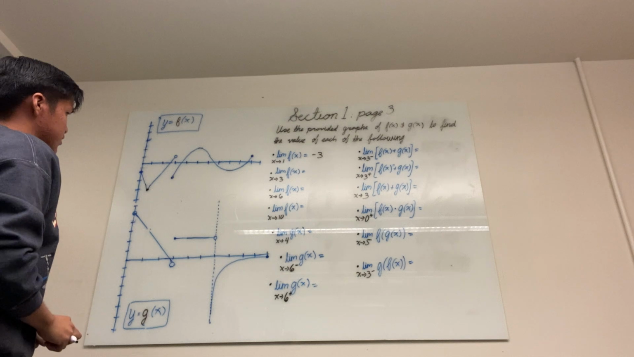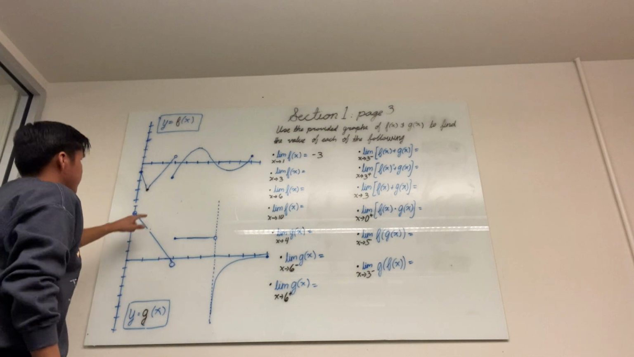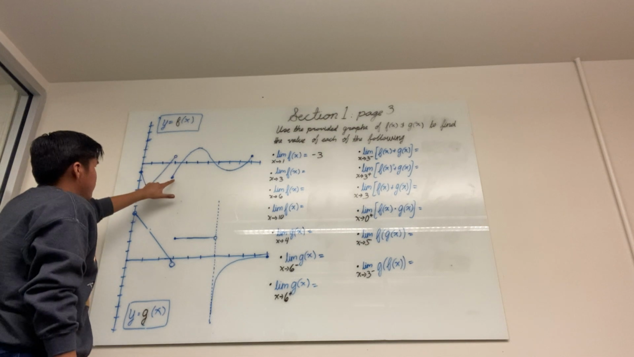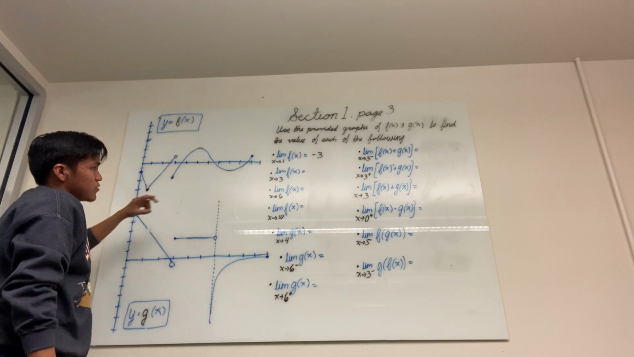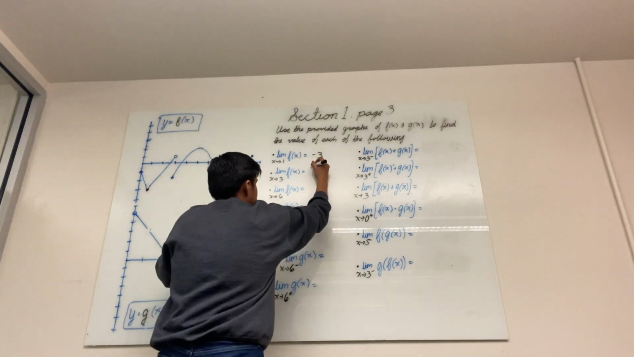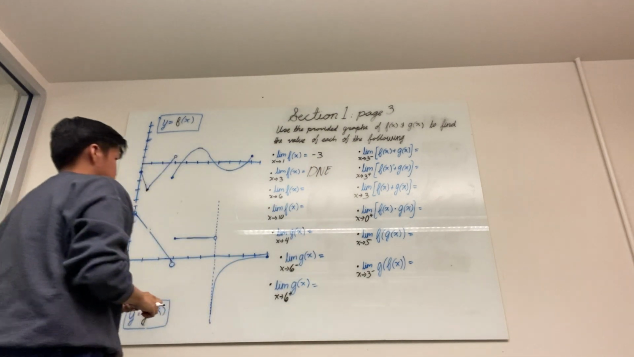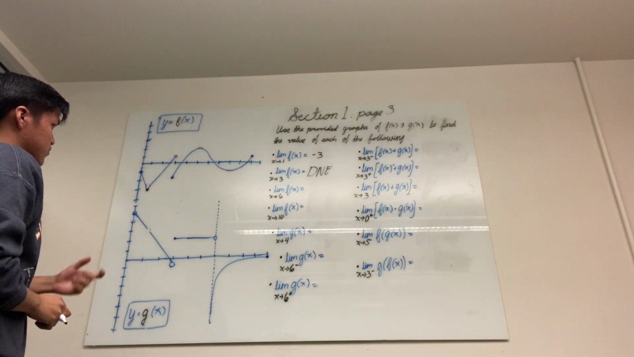The limit of f(x) as x approaches 3: look back on the graph. We see that 3 from the negative side is 1 and 3 from the positive side is 2. Those values don't correspond, so therefore the limit does not exist. It's important to note the limit from the negative side and the positive side has to be equal.